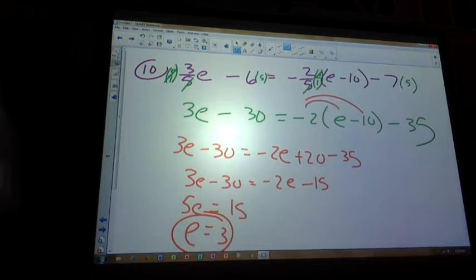Copying it. Yeah. So getting rid of the denominators is a big skill. It's a great skill to have.